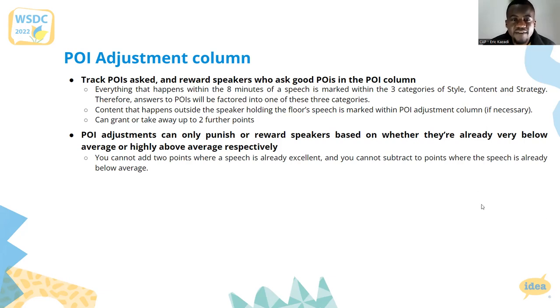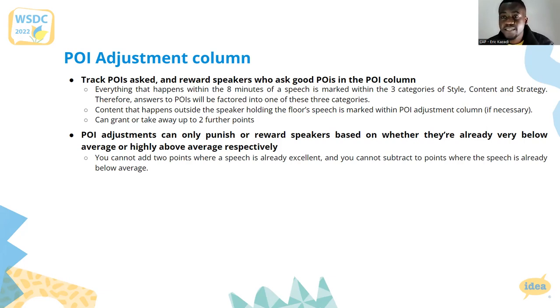POI adjustments, however, can only punish or reward speakers based on whether they're already very below average or highly above average respectively. I.e. you adjust the speaker's score if the quality of the POI is significantly different from the quality of their speech. If a speaker gave you a below average speech and then asks a below average POI, you should not readjust their speaker scores because both the speech and the POI are of a similar quality. And conversely, a speaker that gives a very high quality speech and then has a very good POI that's particularly damaging to the other side, you would not reward that.